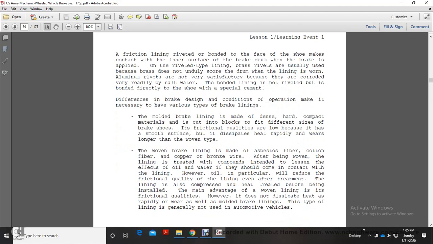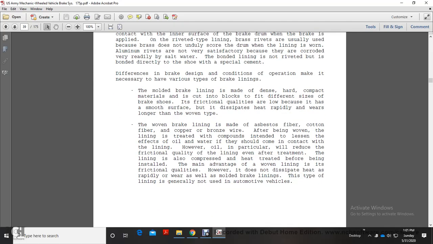Different brake designs and operating conditions make various types of brake lining necessary. Molded brake lining is made of dense, hard, compact material cut into blocks to fit different sizes of brake shoe. Friction qualities are low because of the smooth surface, but it wears longer than the woven type. The woven brake lining is made of asbestos fiber, cotton fiber, copper, or bronze wire. After being woven, the lining is treated with compounds intended to lessen the effects of oil and water if they should come in contact with the lining.